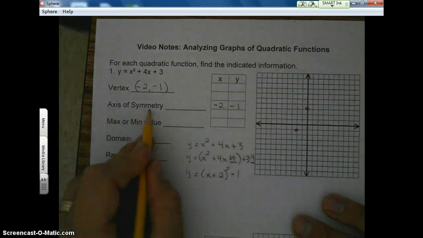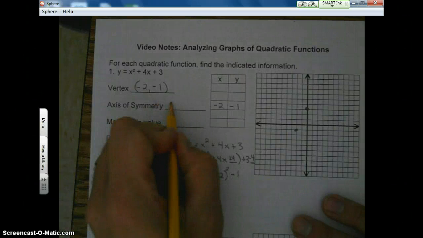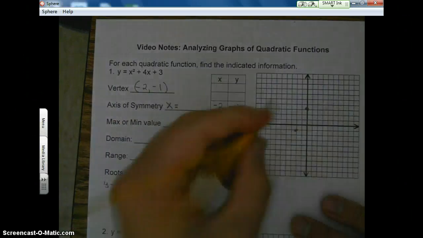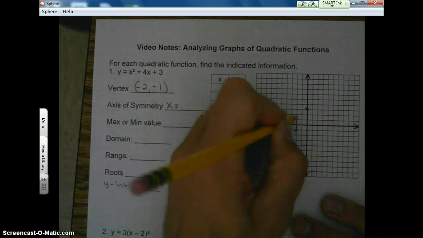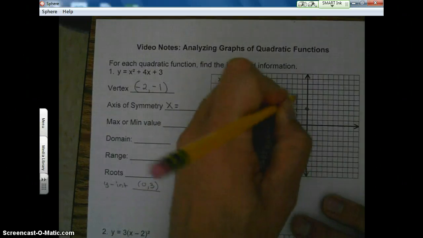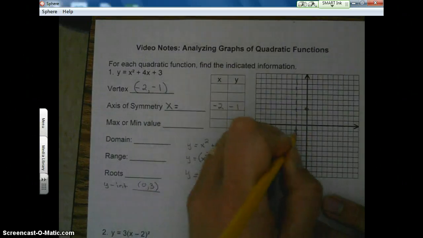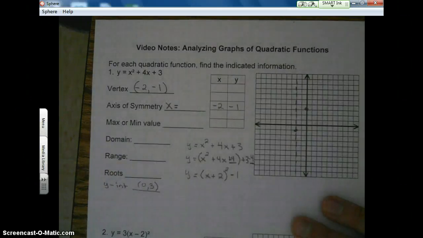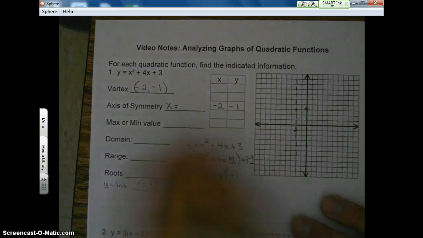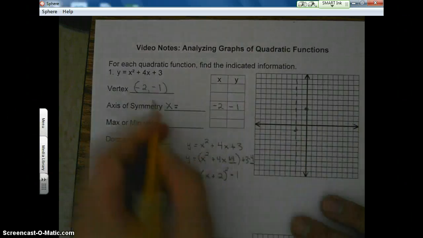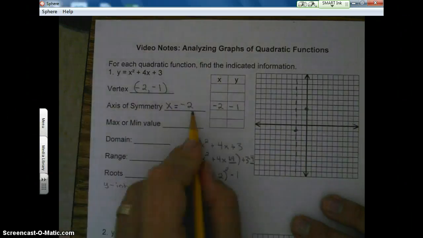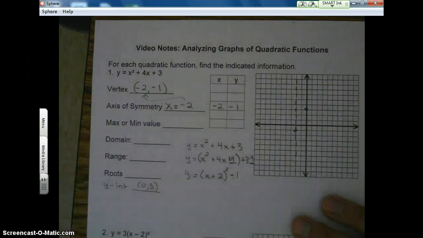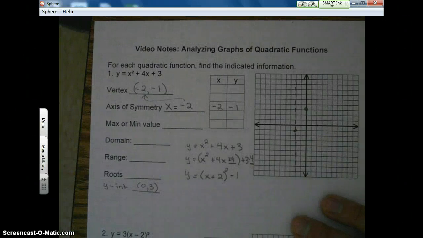Our axis of symmetry, remember, our axis of symmetry is going to be a vertical line, which means it's going to start off with x equals. It's going to go through the vertex, so go ahead and draw in your axis of symmetry. Remember, this axis of symmetry cuts the parabola in half into 2 equal pieces. And the equation of that line is x equals negative 2. That should always match the x coordinate on your vertex.